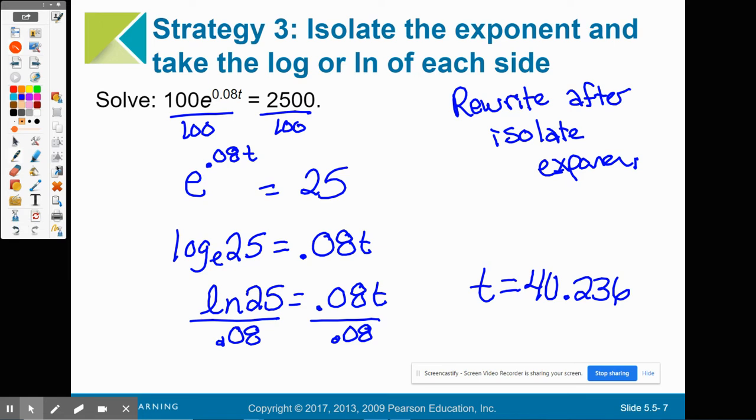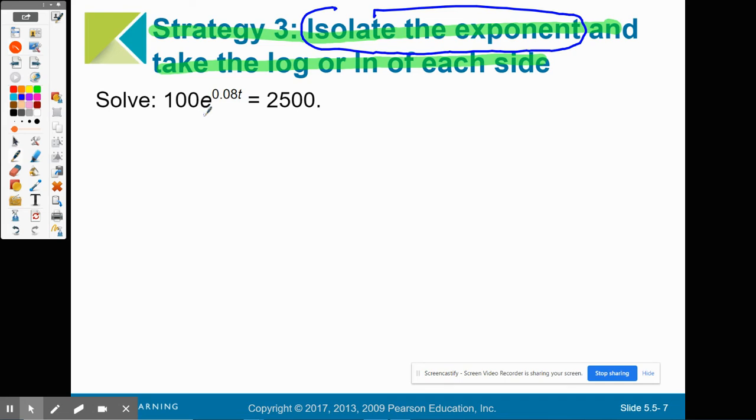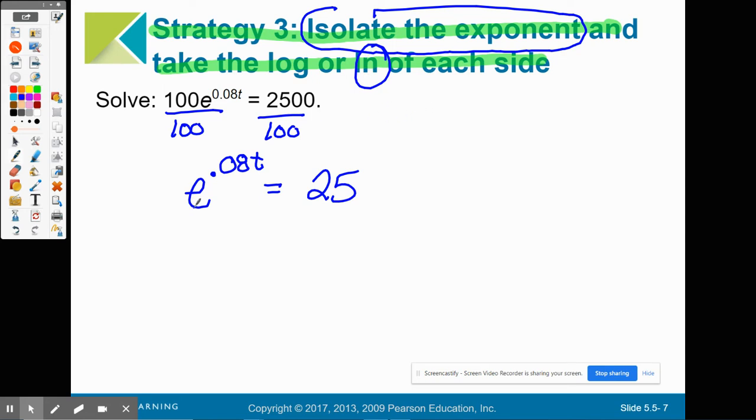Now, this next strategy, though, is helpful if you know your log properties. And what this tells you is you can take the log or natural log of both sides. You can only do that after you isolate the exponent. So we would still have to divide both sides by 100 first. And you would get e to the 0.08t equals 25. Now, we're allowed to take the log or natural log of both sides. Well, in this case, I'm going to choose natural log. Why am I going to choose natural log? Because e is there. If it was any other number, I would pick common log, but I'm going to pick the natural log.